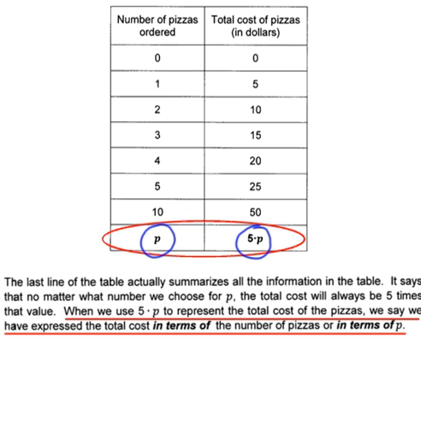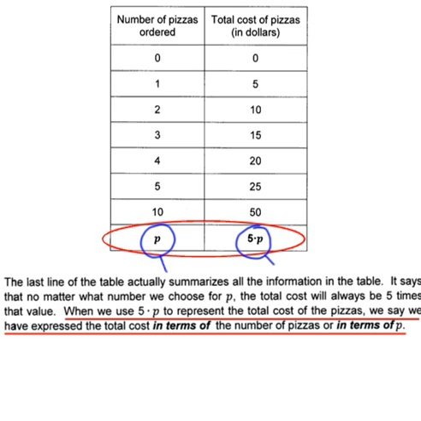And this is one of the things we're doing in algebra, starting to abstract that relationship. So the earlier part of the table says for specific numbers of pizzas, what's a specific total cost? Here we're making it a little more abstract and saying, well, whatever number of pizzas we order, P, we know our total cost related to that is going to be 5P. So the last line of the table actually summarizes all the information in the table. It says that no matter what number we choose for P, the total cost will always be 5 times that value.